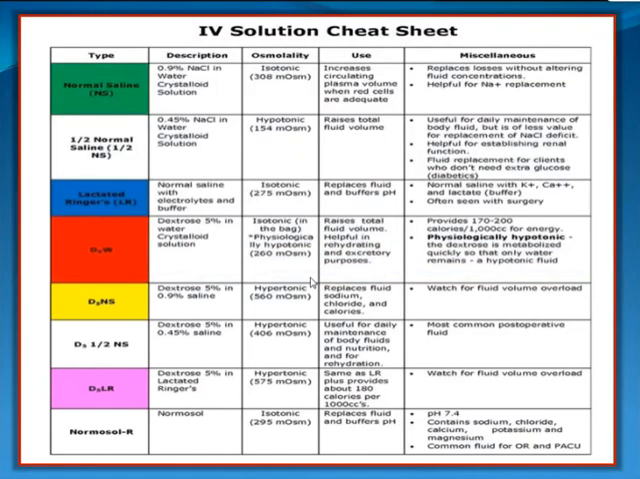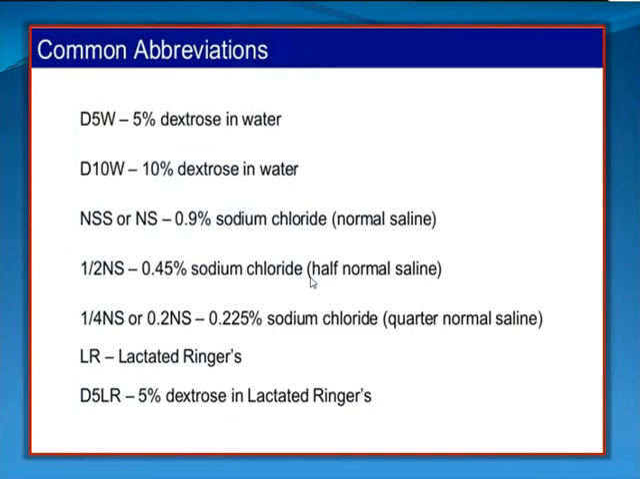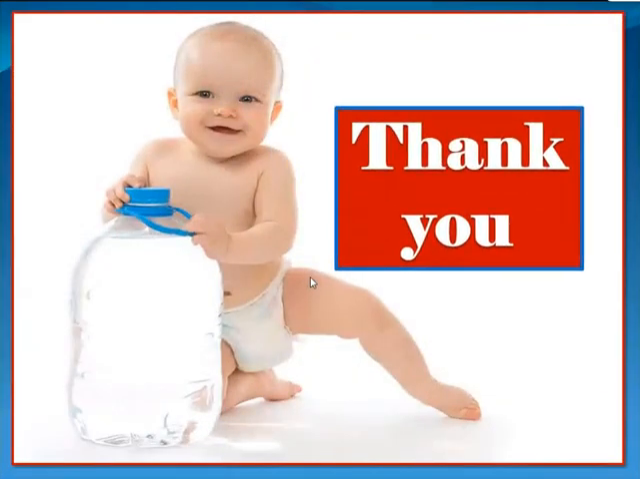This sheet shows the different types of fluid, the description, the osmolality, the use, and the comments about it. It's better for you to review it. And these are the abbreviations for the IV fluids. You should keep them in mind, because you will deal with fluids in your practice in this way: D5W, NSS, half NS, LR. So you should be prepared on these abbreviations. And now we reach the end of our session. Thank you. Do you have a question?